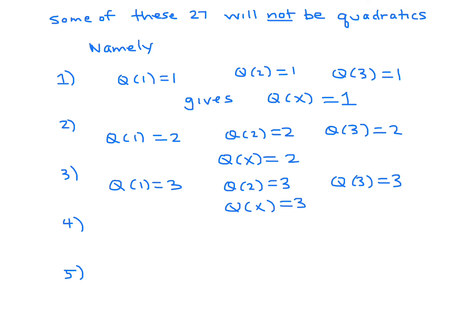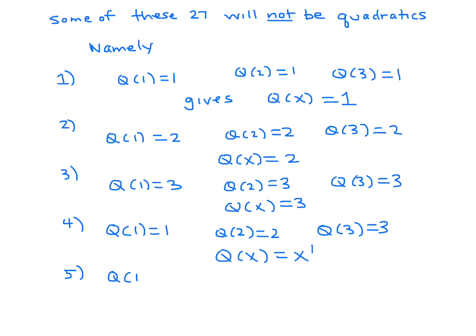Again, not a quadratic. The fourth one is when q to the 1 is equal to 1, q to the 2 is equal to 2, and q to the 3 is equal to 3. If you do that, you'll get q to the x is equal to x, which is a first degree polynomial, x to the 1. And finally, the fifth one that doesn't give a quadratic is when you have q to the 1 is equal to 3, q to the 2 is equal to 2, and q to the 3 is equal to 1. This gives q to the x is equal to 4 minus x.